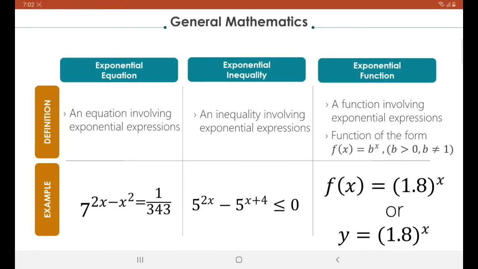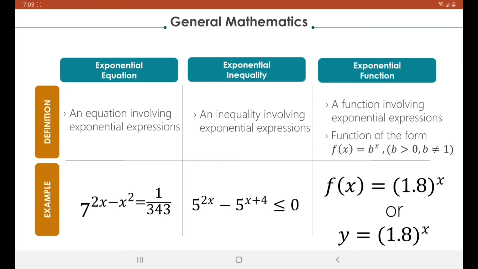Let us proceed with distinguishing the exponential expressions. So, we have here the definitions of exponential equation, exponential inequality, and exponential function. So, again, if we have an exponential equation, that is an equation that involves exponential expression. So, ang tatandaan yung mga anak, pag it involves exponential expression, this time, yung exponents natin ay with variables, okay? So, ang base naman natin dito kay exponential expressions ay integers.